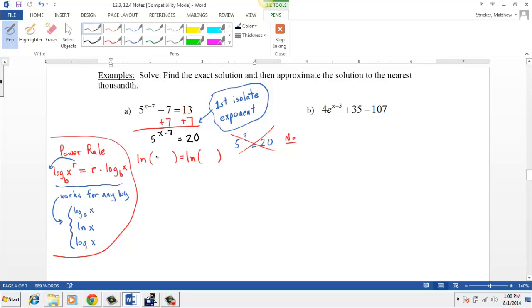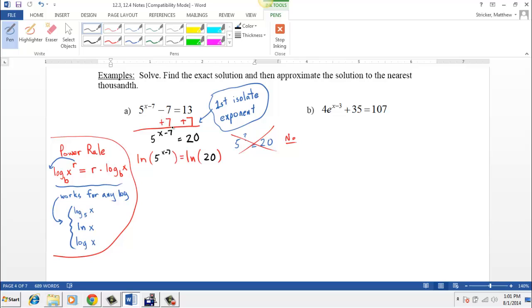So when we do that, this becomes the natural log of 5 to the x minus 7 power and natural log of 20. Give yourself a second to let that sink in. All we're doing is taking the natural log of both sides. We're applying an operation. It's just like adding 7 to both sides like we did in the first step. You can do anything to an equation as long as you do the same thing on both sides.